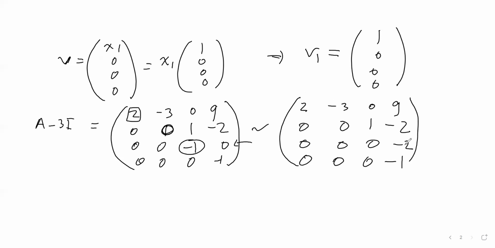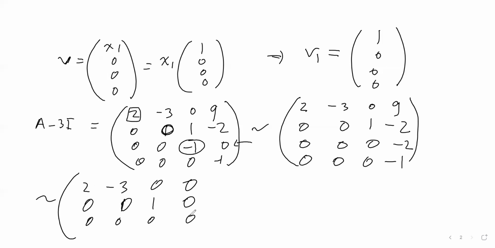Now I can use this negative 1 to make everything above it 0, so just adding it here. So this is just going to turn into 0 basically. Nothing else is changing. So this is 0. This is 0 now. This guy is also 0 now. And let's make this one as well. Okay, so now what we have here is, this is my pivot position. This is my pivot position. This is my pivot position.